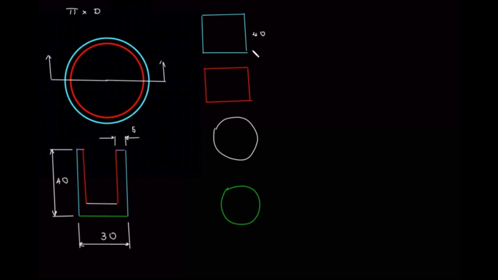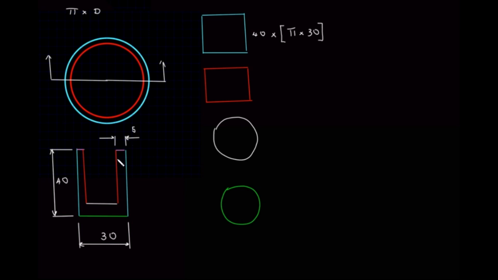So the area is 40 times the circumference of the circle, which I'm going to put in a bracket, pi times the diameter, and the diameter is 30. Right, that's the distance from there to there is 30. So it's pi times 30. Not doing any calculations at the moment, we're just working out what we need.